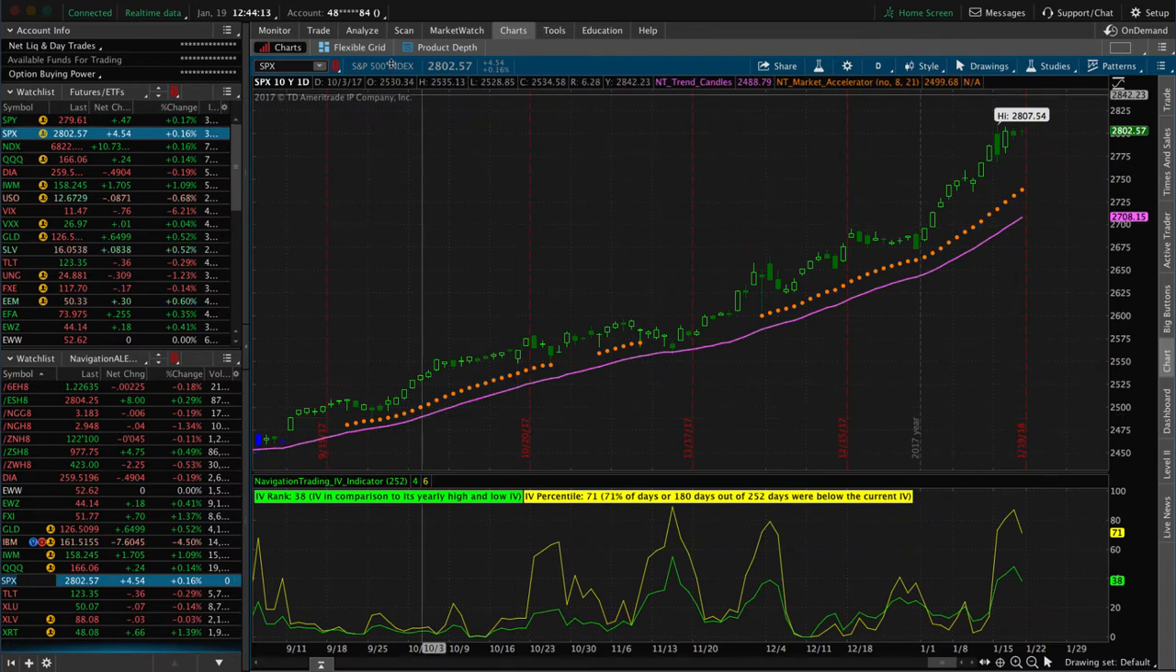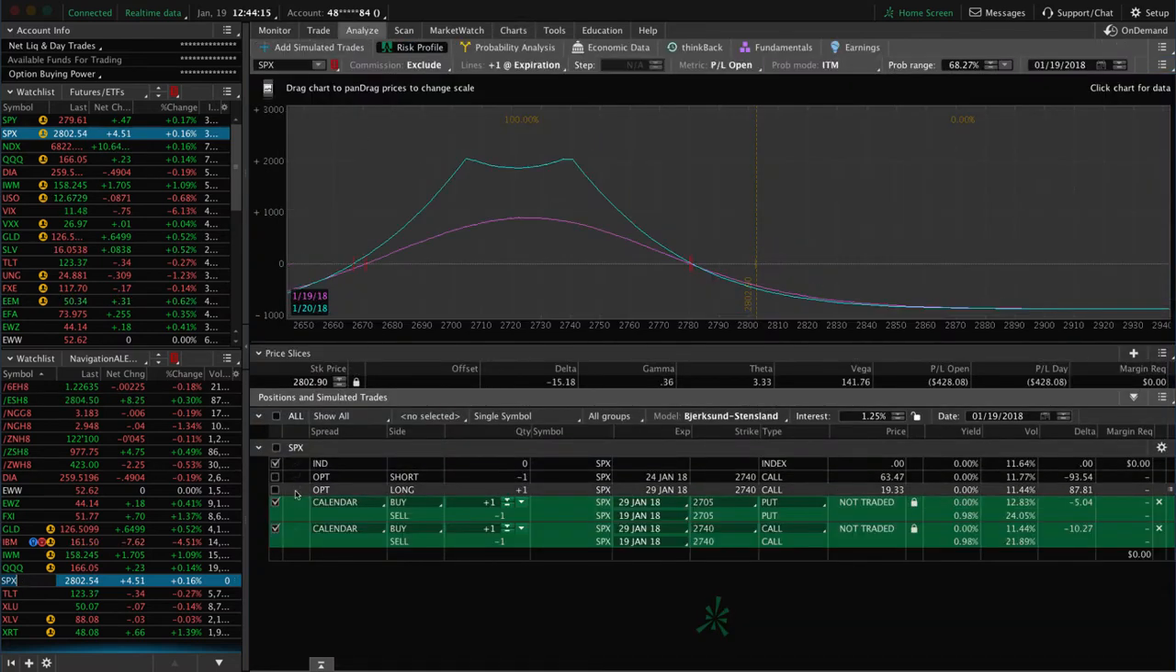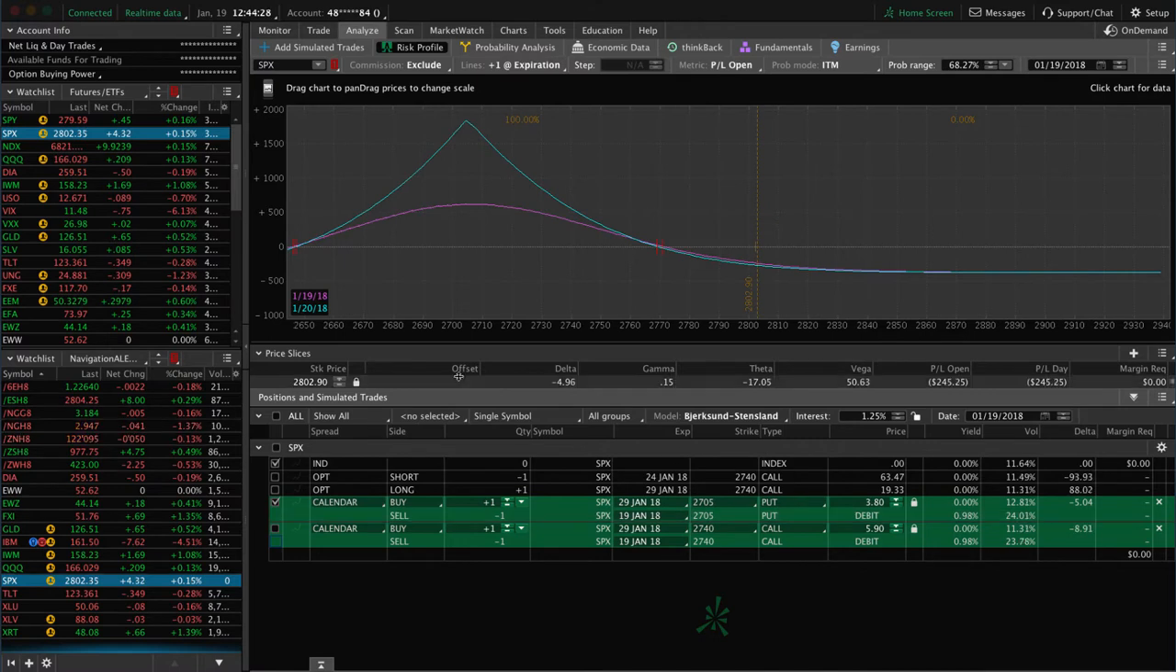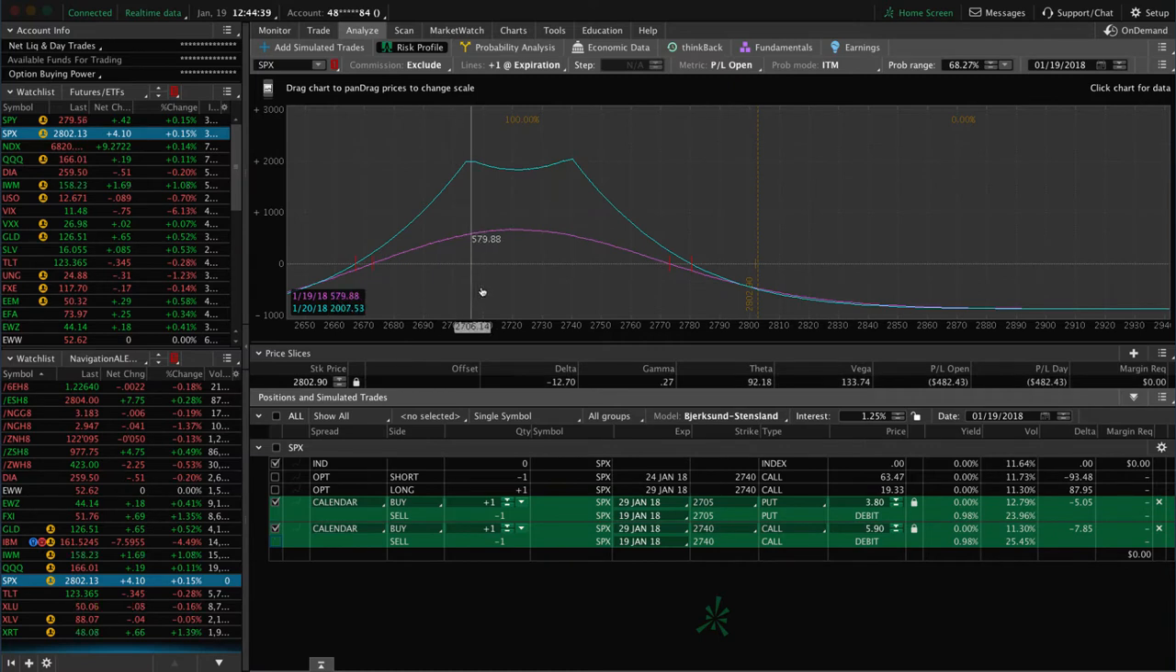So SPX, we put on an initial calendar, which was right here. These have been taken off, but I put them on as theoretical just so I could show you what we did. We initiated a 2705 put calendar back when price was trading down around 2705. Price came up, breached our upside break even, so we added a call calendar, and so we had a double calendar on. Now price continued to move higher and we were running out of time.